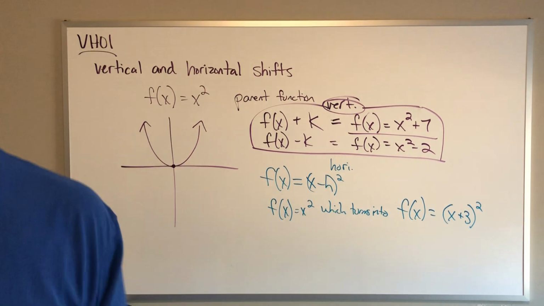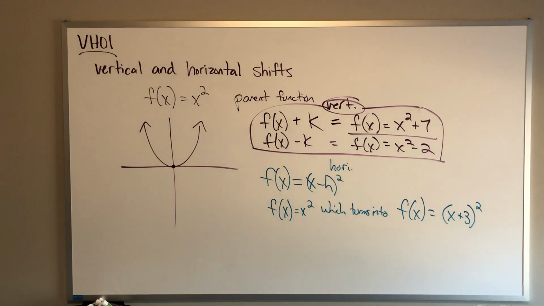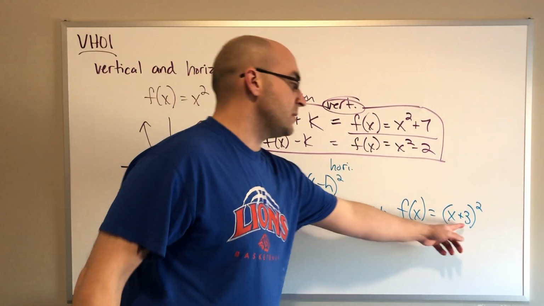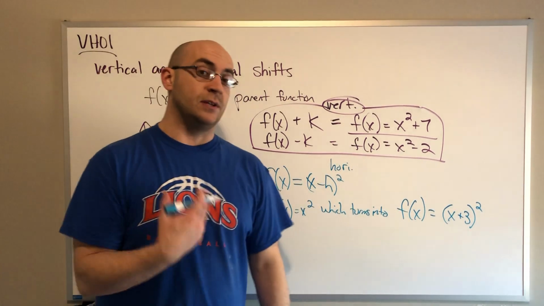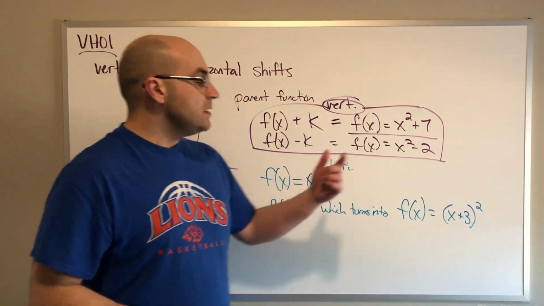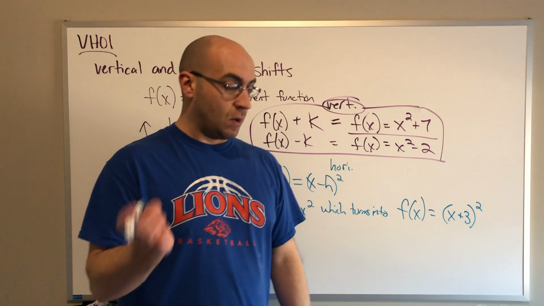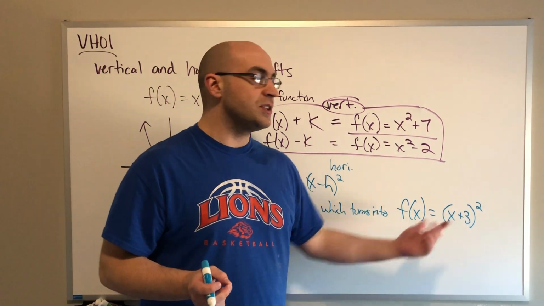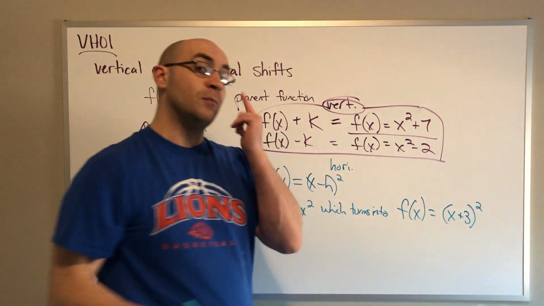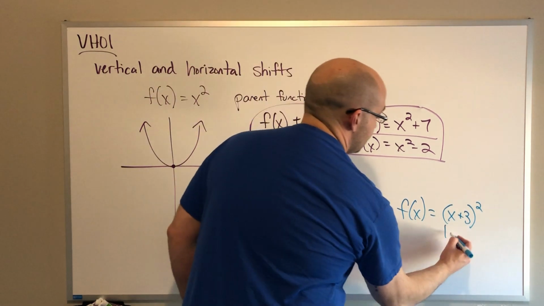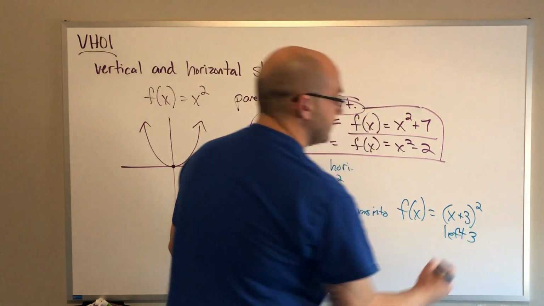So you see the plus 3 here inside of the parentheses, but the rule is that it's always the opposite of what you really think it looks like. If it's inside parentheses, it's horizontal, and it's a liar. So plus 3 usually looks like a right 3. Wrong, it's a left 3. So this is a shift left 3.